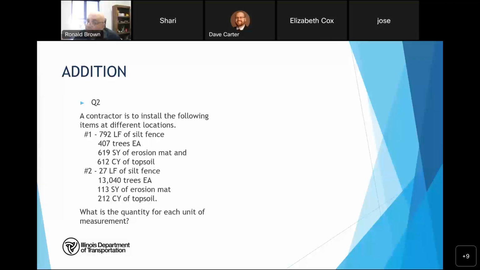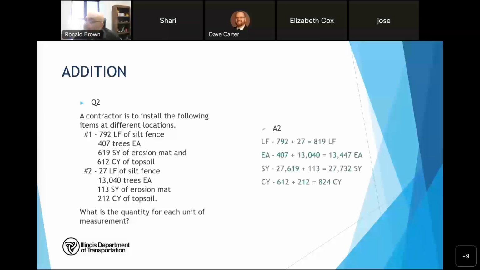So using basic addition, you would determine the quantity for each of the measurements for these items. So for your silt fence, you would add the two together for a total of 819 lineal feet of silt fence. These added together with 13,447 trees. Erosion mat would equal 27,732 square yards of erosion mat. And for your topsoil, that would be 824 cubic yards of topsoil.